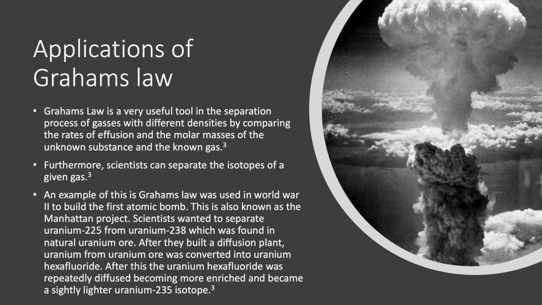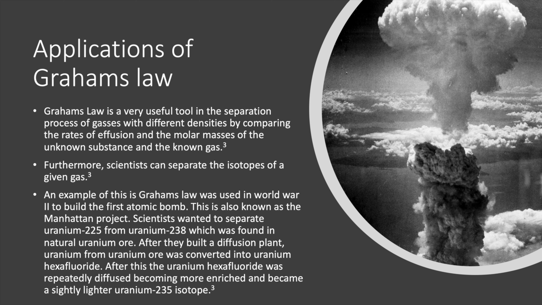Scientists can separate the isotopes of a given gas. An example of this is that Graham's law was used in World War II to build the first atomic bomb. This is also known as the Manhattan Project. Scientists wanted to separate uranium-235 from uranium-238, which was found in natural uranium ore. After they built a diffusion plant, uranium from uranium ore was converted into uranium hexafluoride. After this, the uranium hexafluoride was repeatedly diffused, becoming more enriched, and became a slightly lighter uranium-235 isotope.